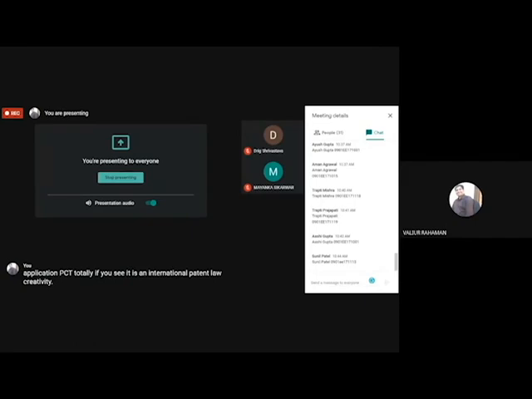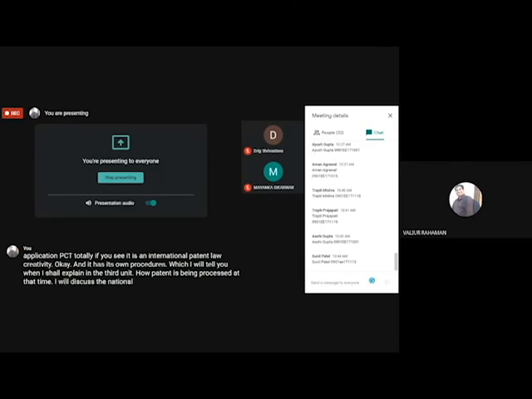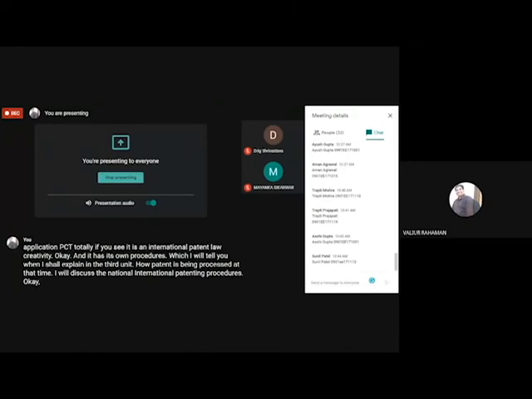Okay, and it has its own procedures, which I shall explain in the third unit, how a patent is being processed. At that time, I will discuss the national and international patenting procedures. Okay, by that time you should only understand PCT.